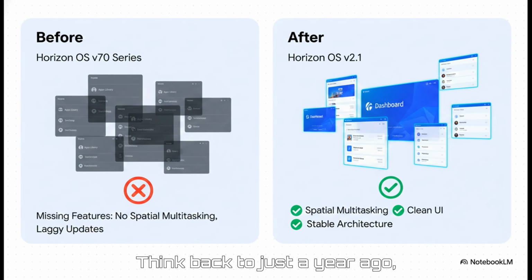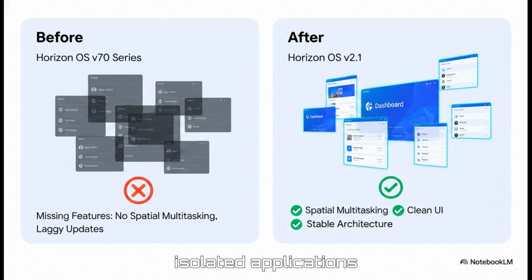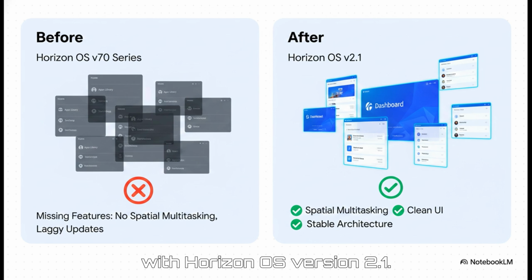Think back to just a year ago, when the Quest 3 was running on those version 70-something updates. Let's be real, it was a bit messy. You had these clunky menus, isolated applications that basically forced you to completely close out of one thing just to open another, and this super confusing double-digit firmware naming convention. But compare that to our reality today with Horizon OS version 2.1. It is a total game changer.